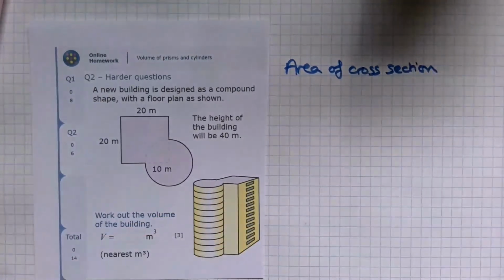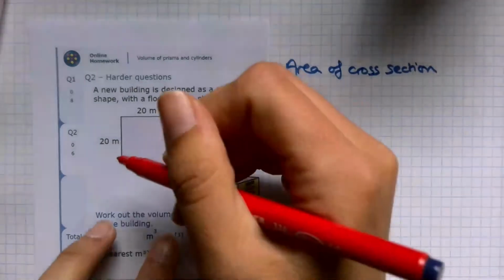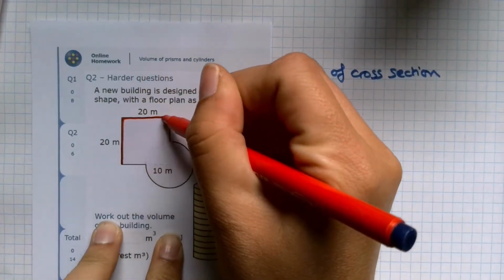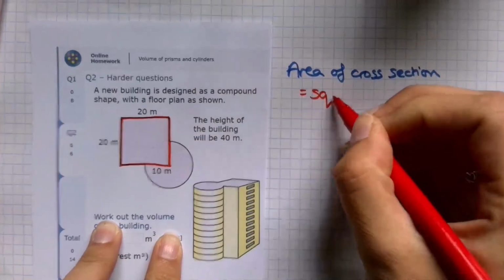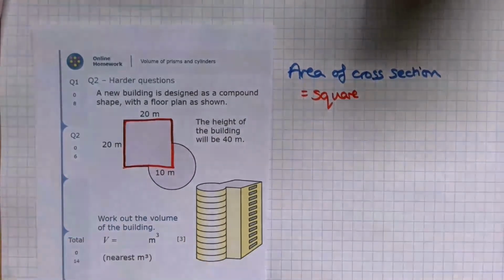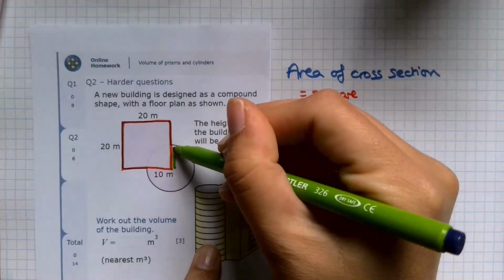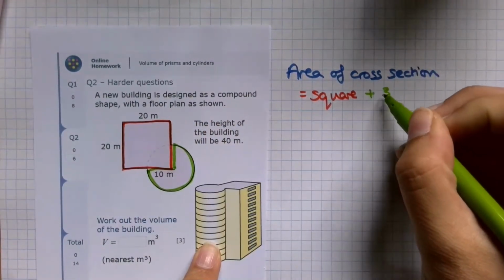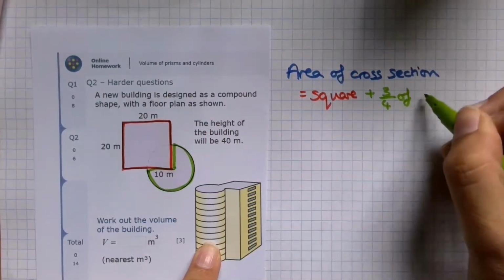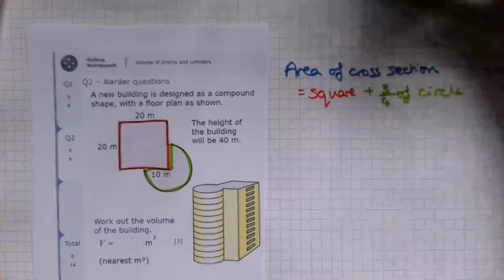Well, what is the cross section? It's made up of two parts, as far as I can see. There is this part here. There is a square. And then there's this part here. Best way to describe that is 3/4 of a circle. So let's find the red bit and the green bit first.